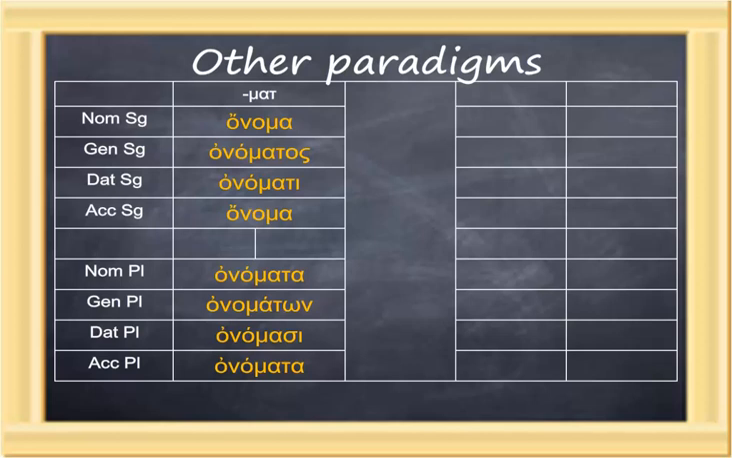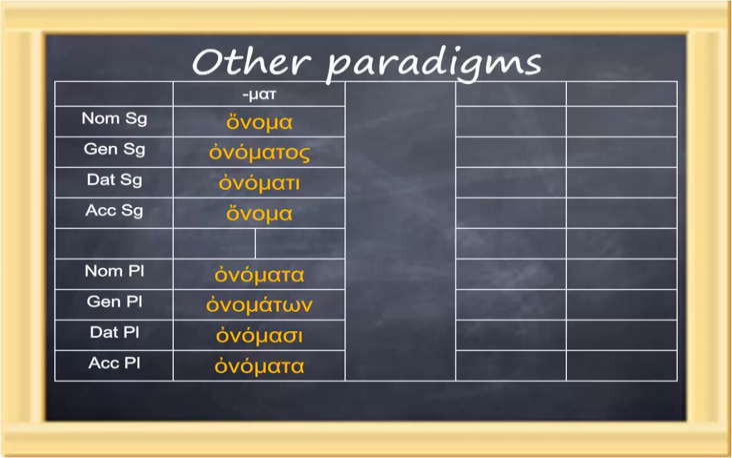The nominative singular is formed because the tau does not stand at the end, so it drops off. And a nominative singular neuter and an accusative singular neuter are going to be identical. By the way, all mat stems are neuter. The genitive singular is onomatos. The dative singular is onomati. Notice the unsubscripted iota. It's not subscripted under the tau. It just sits there on the end.